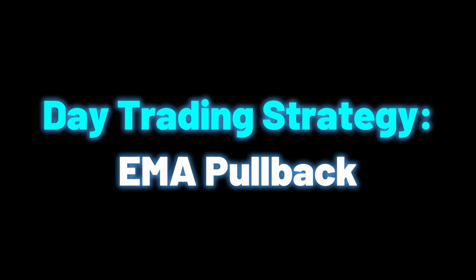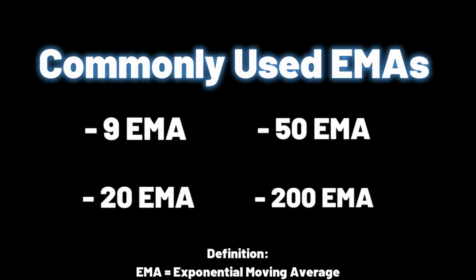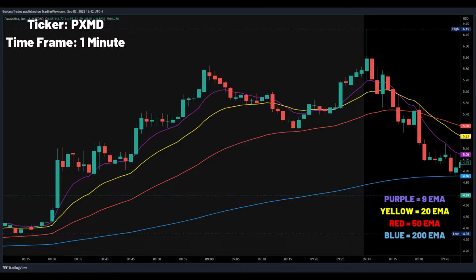The first strategy we'll take a look at is the EMA pullback. This is that exponential moving average pullback. Commonly used EMAs are the 9 EMA, 20 EMA, 50 EMA, and 200 EMA. For this chart example, I went ahead and color coded each one of those EMAs. Our purple is our 9 EMA, the yellows are 20 EMA, the reds are 50, and the blues are 200.